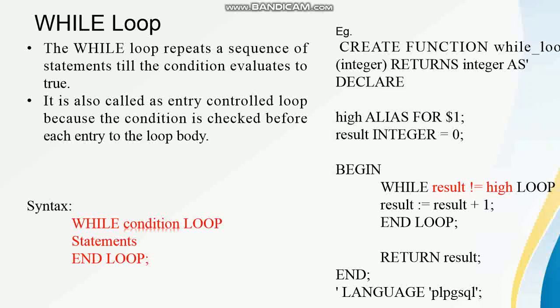Now let's see what is the while loop. The while loop repeats a sequence of statements till the condition evaluates to true. As long as the condition is true, it is going to execute the statements, right? This is the meaning of the condition evaluating to true. It is also called an entry control loop because the condition is checked before each entry to the loop body. Always remember, this can come for 1 mark also. The while loop is said to be an entry control loop. Why so? Because it is going to check the condition before each entry to the loop body.